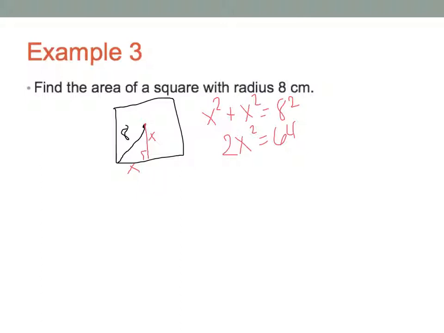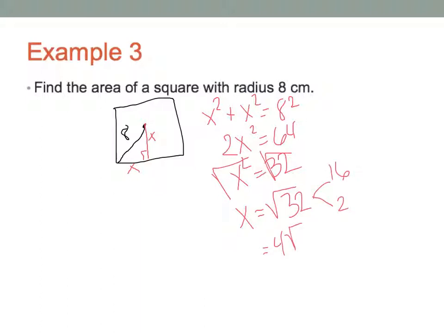And now I will have x squared equals 32. Take the square root of both sides, and I will have x equals the root of 32. 32 is 16 times 2, and I will have 4 root 2 as what half of this side is. Ladies and gentlemen, it's half of that side. If that's 4 root 2, this will also be 4 root 2, and that gives me my side will be 8 root 2.